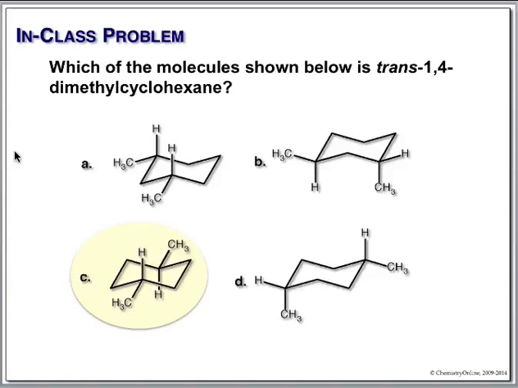So two of these are 1,3, forget those. This one is clearly cis. The way this is drawn, you have to think about it a little bit, but it's easy to identify that the hydrogens are axial. If they're axial, methyls must be equatorial.